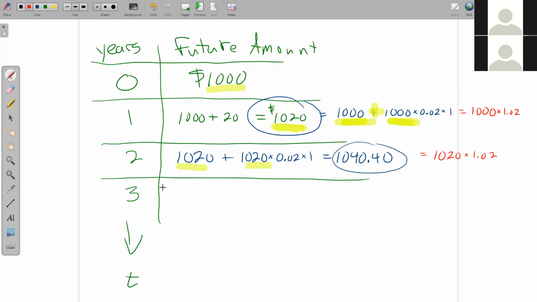Let's do year 3. For year 3 here, starting off with $1,040.40 that's been sitting in the account, a year has gone by, so we get to make the interest calculation again. That means take whatever your balance is and multiply that by 0.02 times 1. And multiplying by 1 is kind of boring. I could not write it and I'd still get the same answer, but I don't want to put it in there. That right there should be exactly the same as this shortcut right there. The shortcut says take $1,040.40 and just multiply it by 1.02.